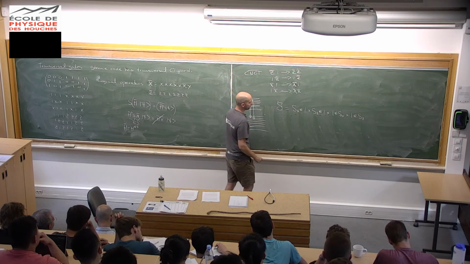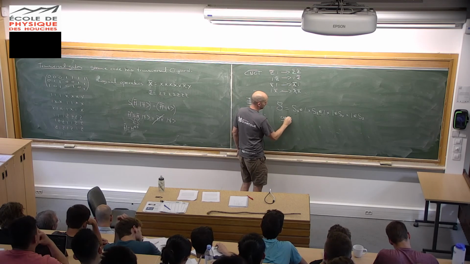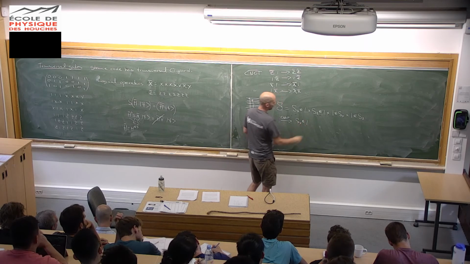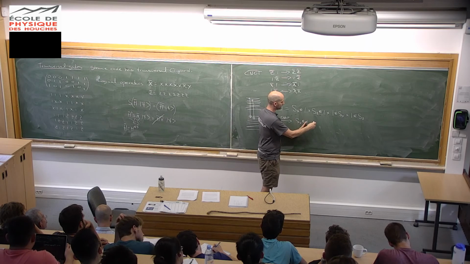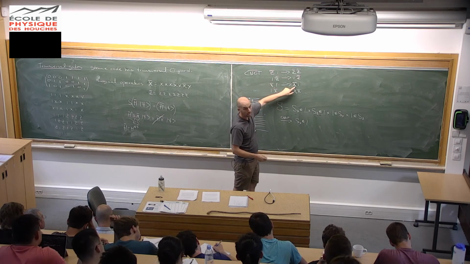Under the CNOT, this will be mapped to Sx tensor I. So any operator that's a bunch of X on the first and identity on the second, if I apply CNOT, according to this truth table, nothing will happen.